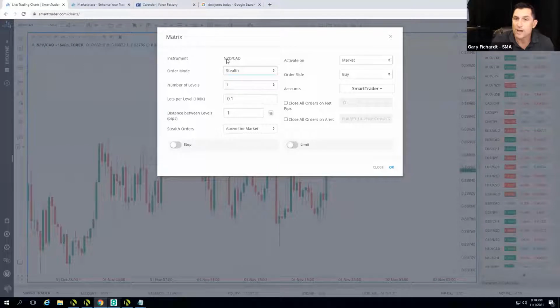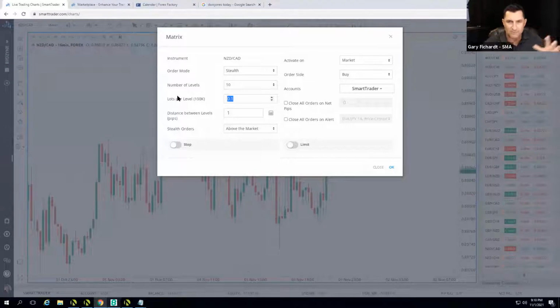So I'm going to go to New Zealand CAD. I'm going to use stealth mode. I'm going to go ahead and enter, let's say, 10 positions. All right. I'm going to go ahead and work out my equity management. Now, let me explain to you what equity management is, because I'm going to go through the steps slowly.